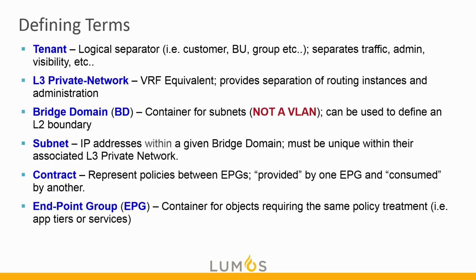So we talked about the L3 private network. ACI calls this a private network. We also refer to it as a context or a VRF. Then we have the idea of a bridge domain. Again, this is not a VLAN, okay?